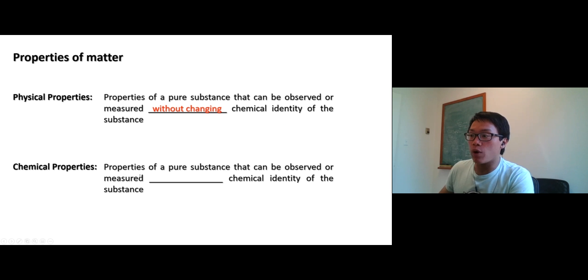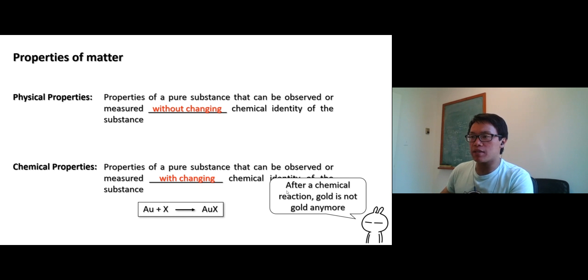But a chemical property can only be observed or measured by changing the chemical identity. If you do a chemical reaction on gold, after the reaction, gold is not gold anymore, right? If you still remember the difference between a compound and an element, compounds have very different properties from when they were elements. So gold reacts with something else, you get something else, not gold anymore.